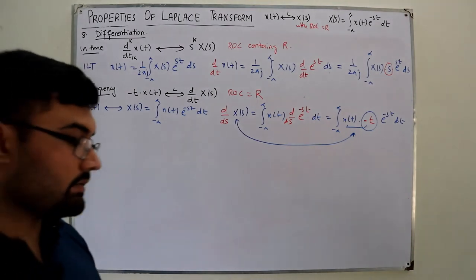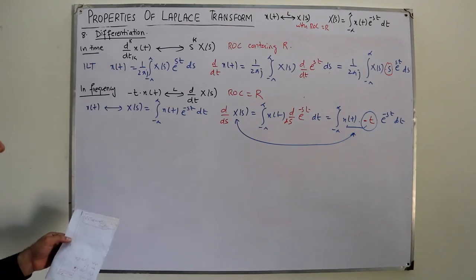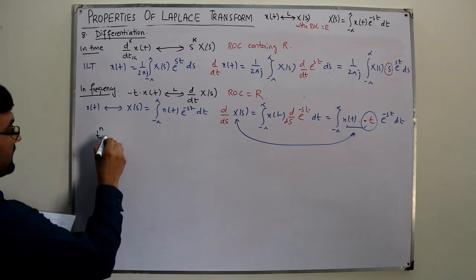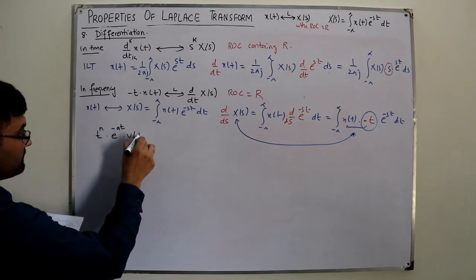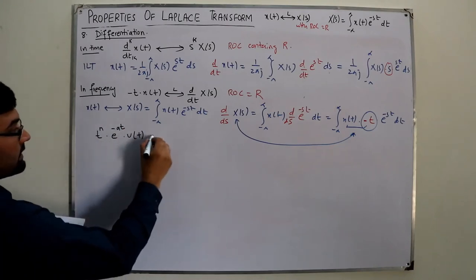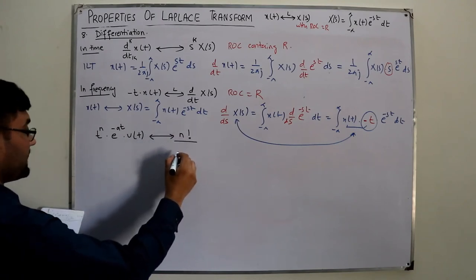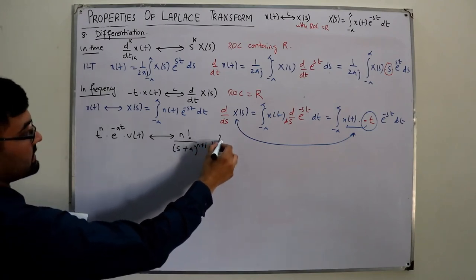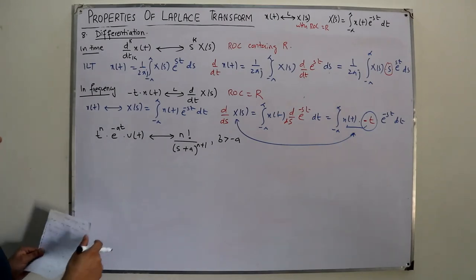Now let me tell you, keep an important property in your mind. You have an exponential of negative a t u of t. You know this is 1 over s plus a. But if you have something like this, when you have a t to the power n, exponential of negative a t u of t, previously we have not seen this t to the power n over here. So this is another important property. You have an n factorial divided by s plus a to the power n plus 1. And the ROC is again sigma greater than minus a. So this is something important as well.